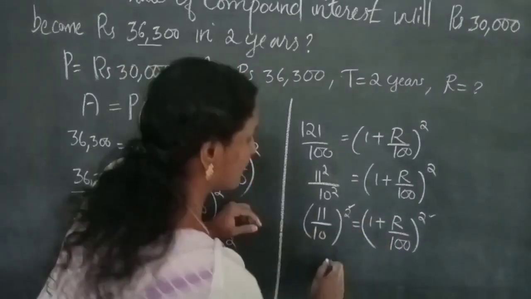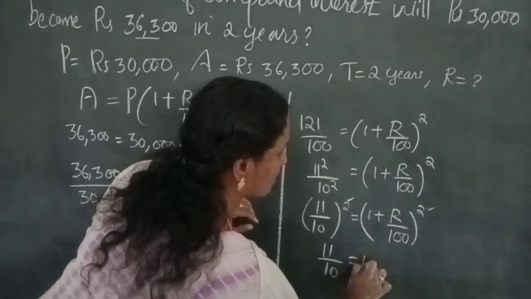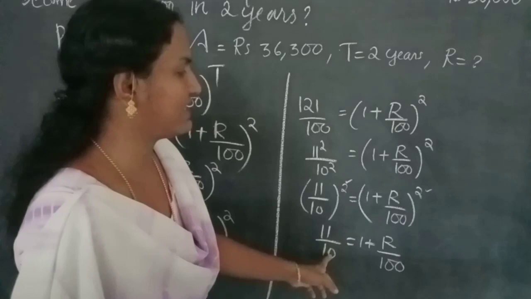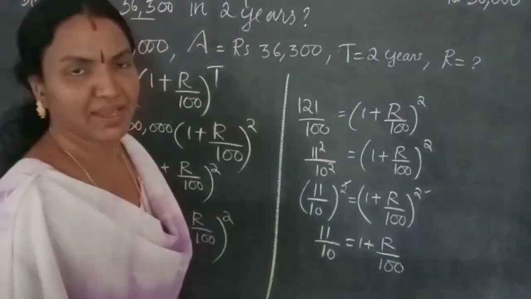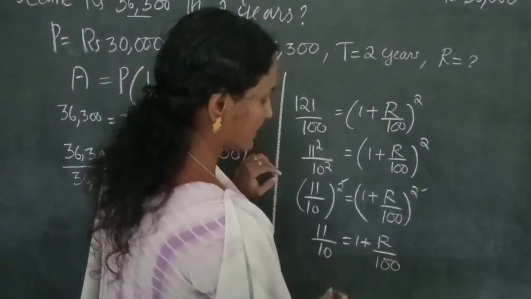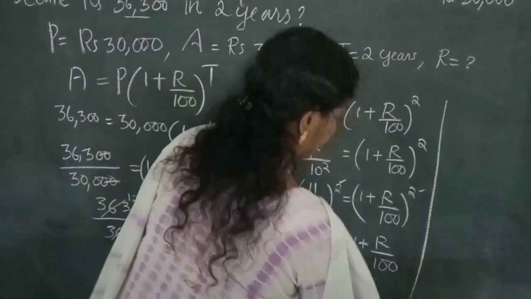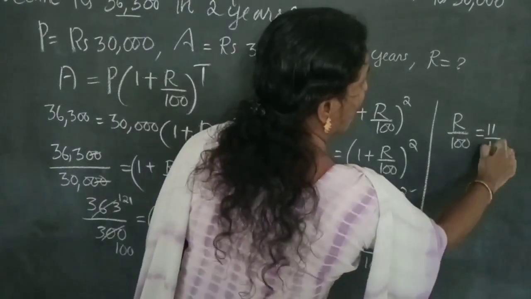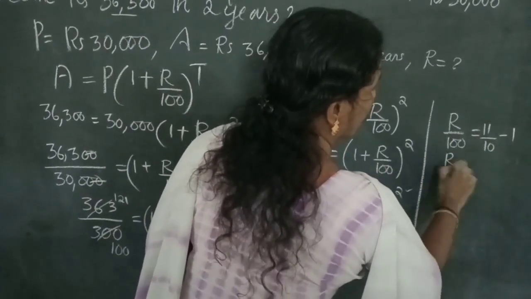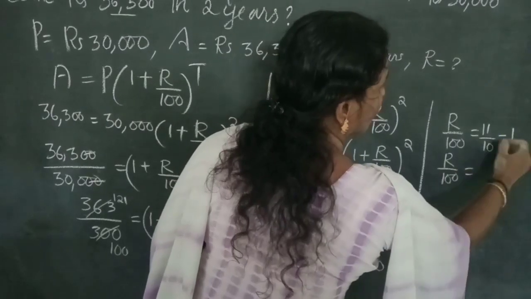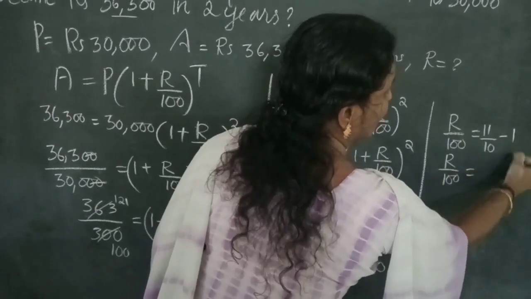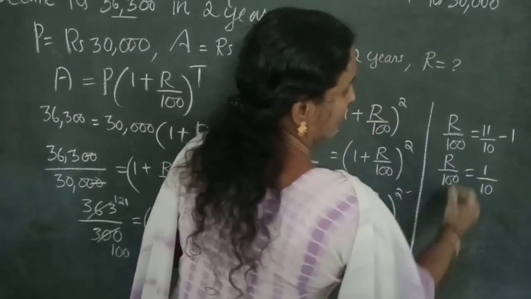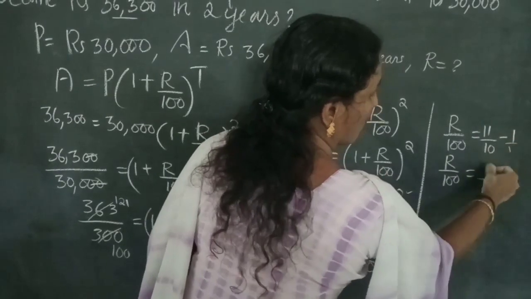So equating, 11 by 10 is equal to 1 plus r by 100. So r by 100 is equal to 11 by 10 minus 1. By calculating cross multiplication, 11 minus 10, 1. 1 by 10.